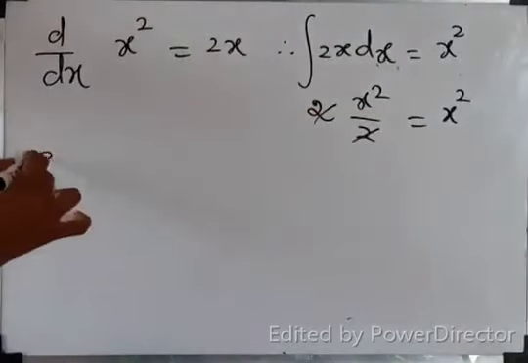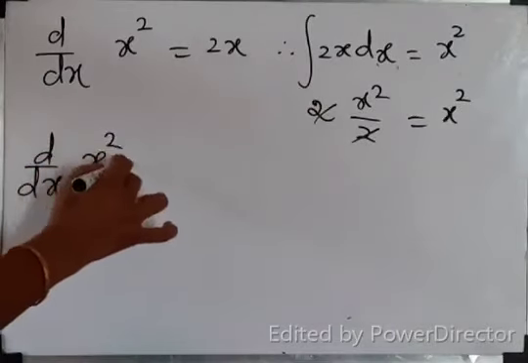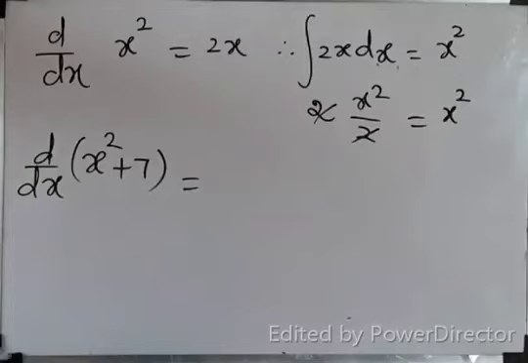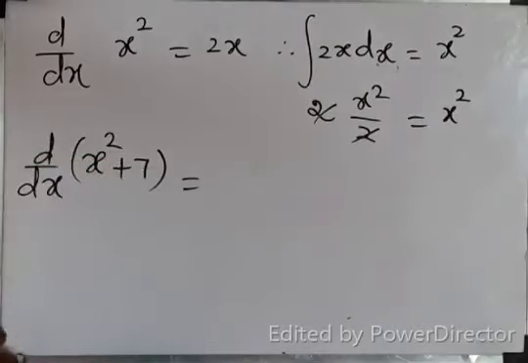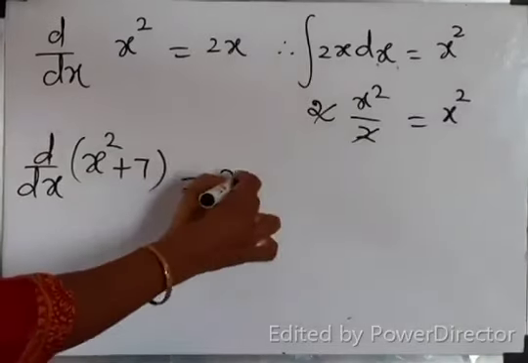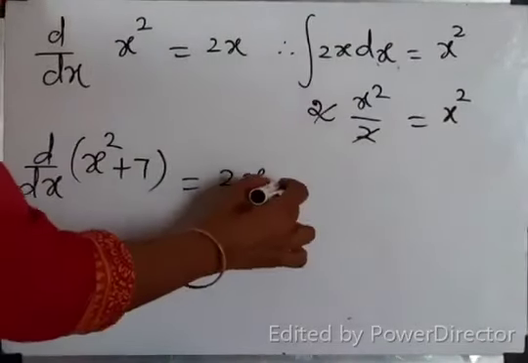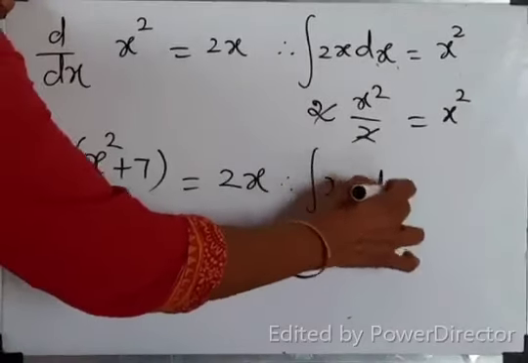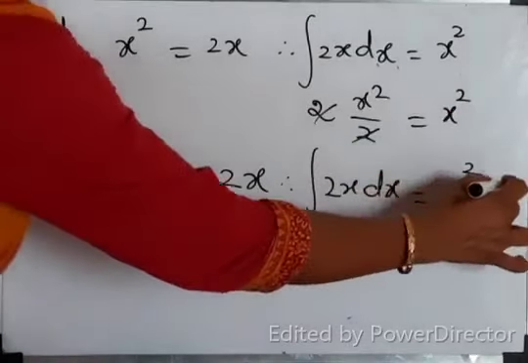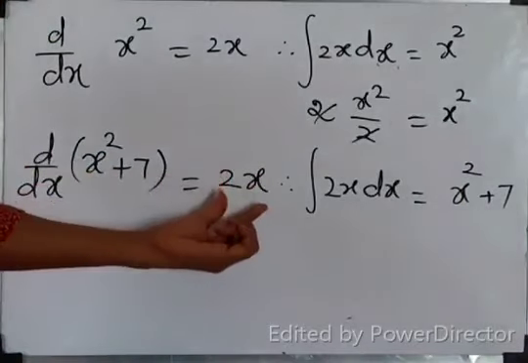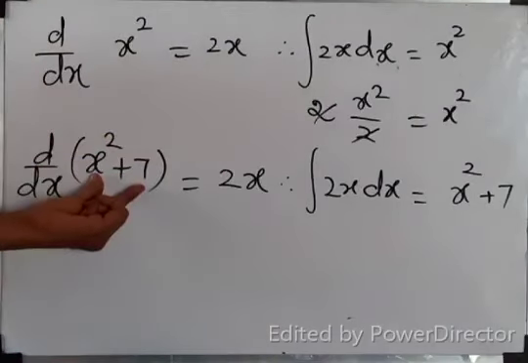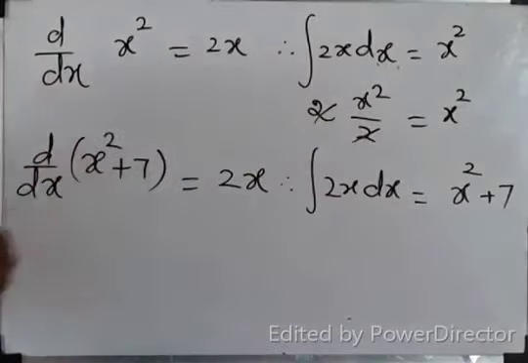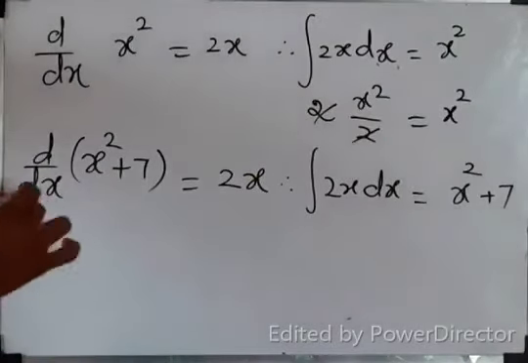Right. Now, what is the differentiation of x squared plus 7? Children, I am asking for differentiation. X squared plus 7: you can split it as d by dx of x squared plus d by dx of 7. The differentiation of a constant is 0, so the answer is 2x. Correct? Now, therefore, the integral of 2x dx, what should be your answer? X squared plus 7. Correct? If you do the differentiation and then do the integration, you will get the question back, x squared plus 7.